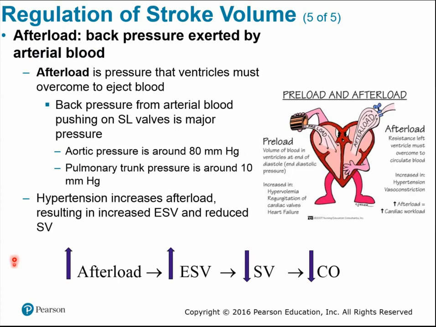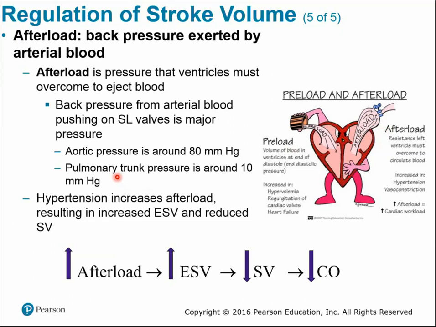Right, so the third factor that can affect stroke volume is the afterload. So this is the pressure exerted by arterial blood that the ventricles have to overcome to eject the blood from the heart. So there's always some pressure of the blood in these arteries that's going to kind of be forcing its way back against the valve. So aortic pressure is generally around 80 millimeters of mercury, whereas the pulmonary trunk pressure is only around 10.